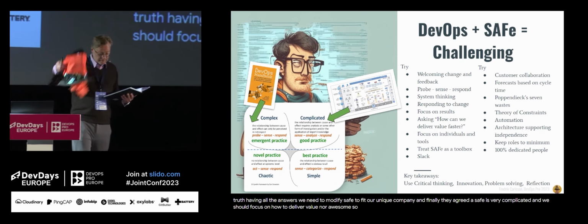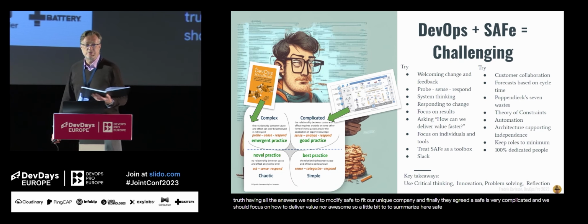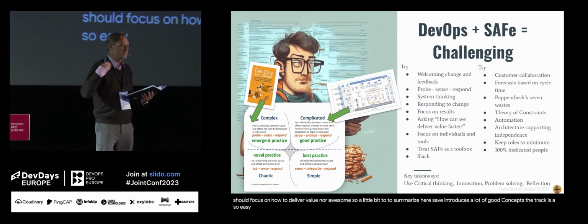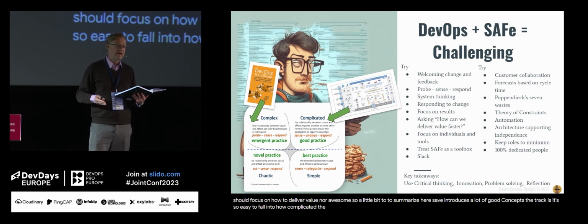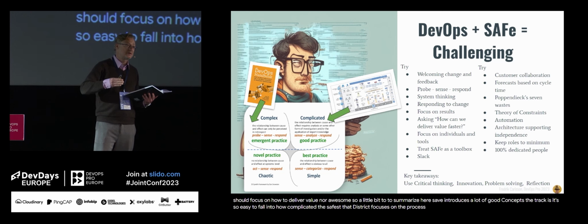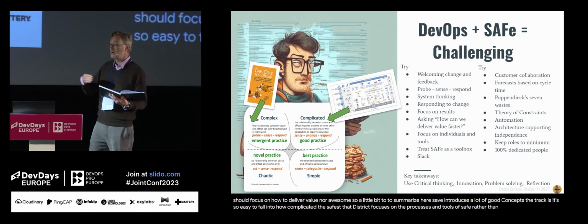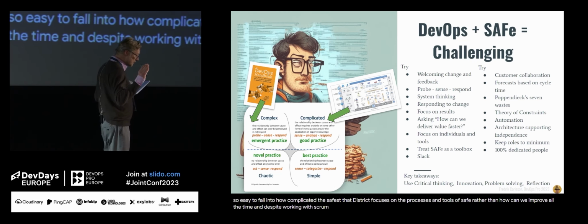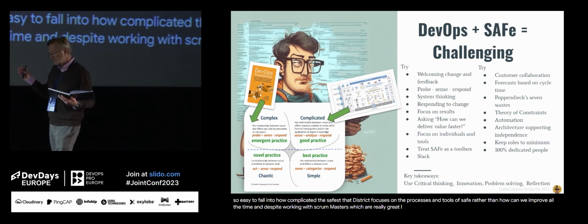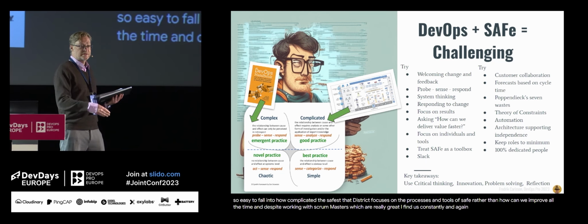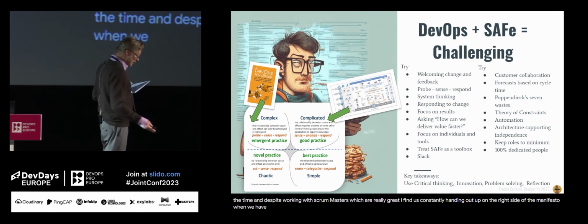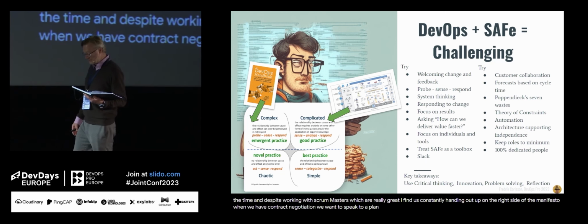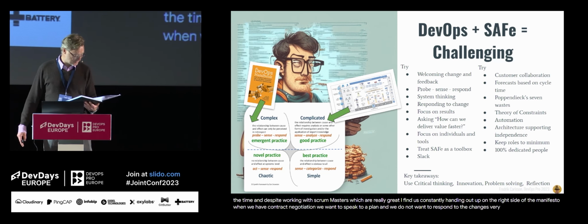So, a little bit to summarize here. SAFe introduces a lot of good concepts. The trap is it's so easy to fall into how complicated SAFe is that you start to focus on the processes and tools of SAFe rather than how can we improve all the time. And despite working with Scrum Masters, which are really great, I find us constantly ending up on the right side of the manifesto, where we have contract negotiation, we want to stick to our plan, and we do not want to respond to the changes very much.